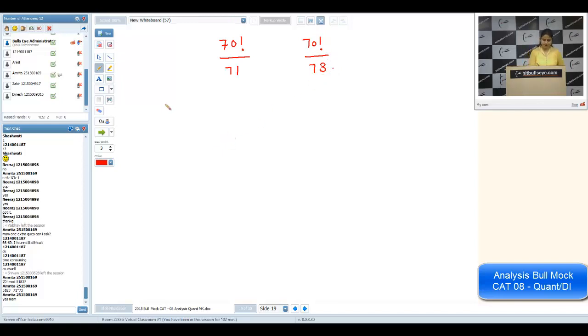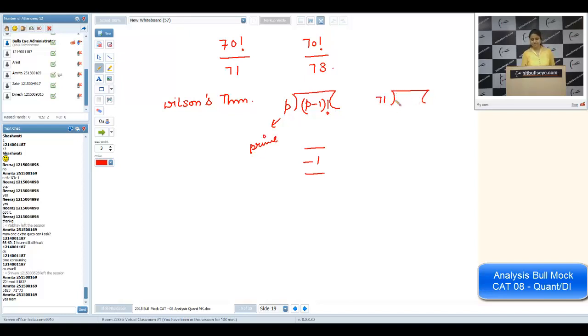Now, there is a result called Wilson's theorem. Whenever you divide (p minus 1) factorial by p, you will get minus 1 as the remainder, where p should always be a prime. Since 71 is a prime number, we can safely say that 70 factorial divided by 71 leaves remainder minus 1, or, to make it positive, 70. So the answer for the first part will be 70.